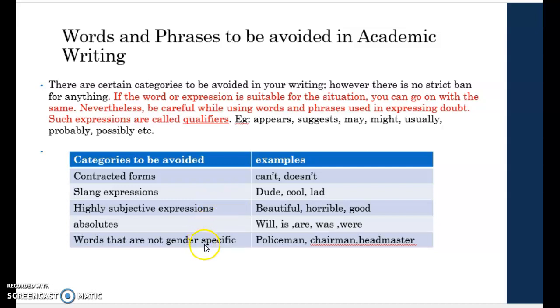It should also be gender neutral. You are not supposed to use policeman or chairman. All these are gender specific. When you're writing a piece of article, it should be gender neutral. So instead of chairman, you could use chairperson, which is a gender neutral term for chairman.